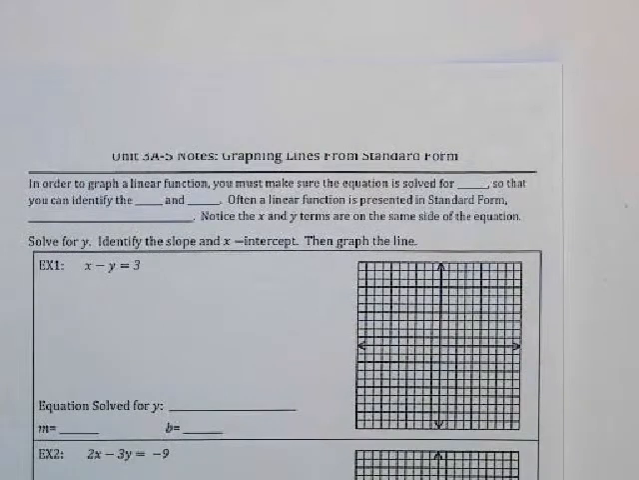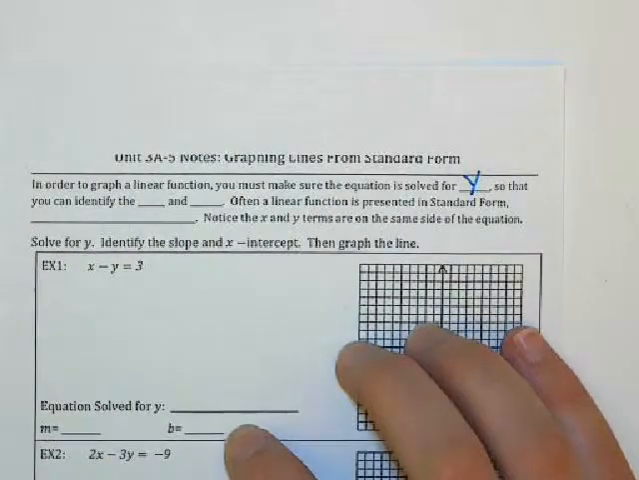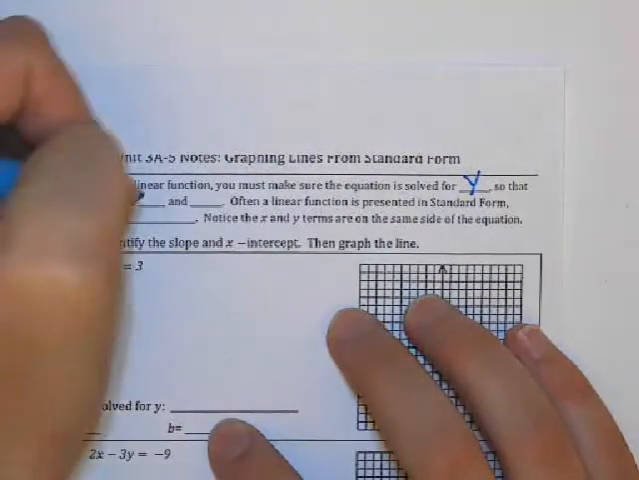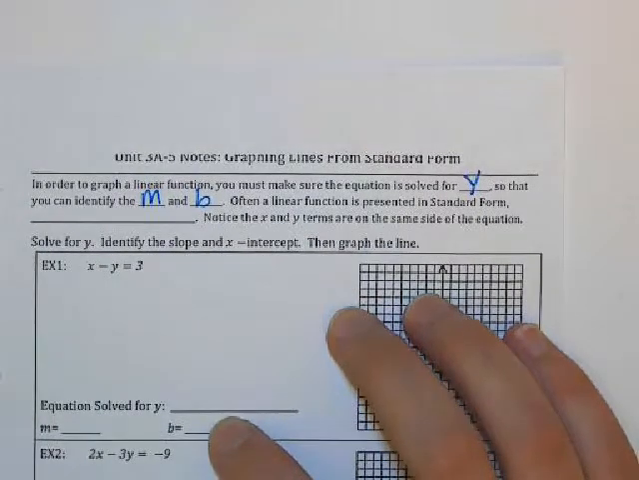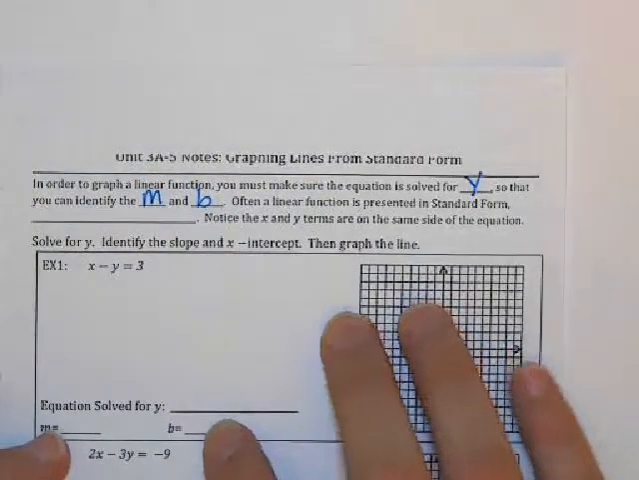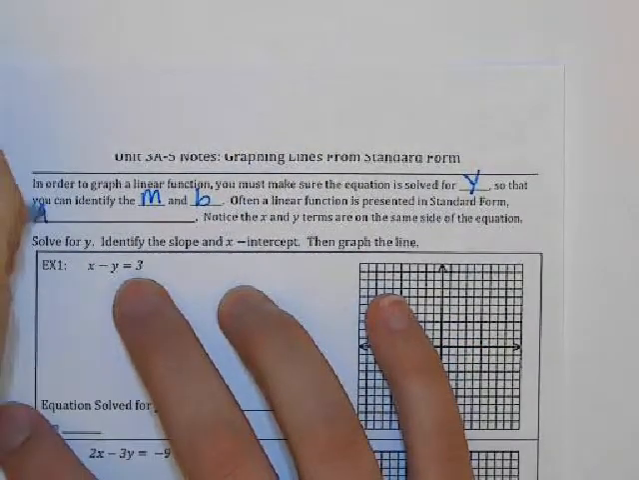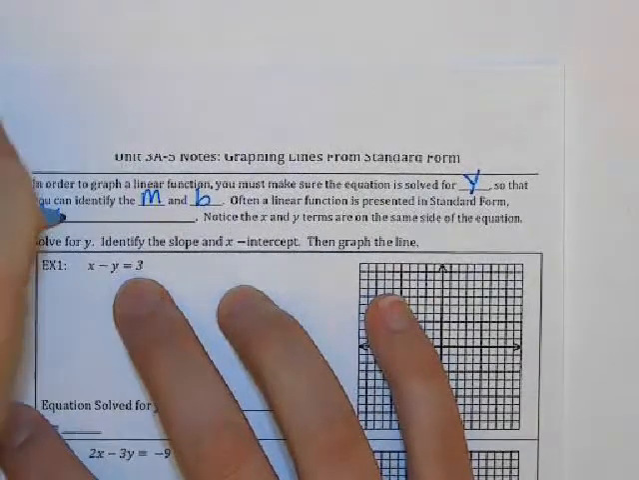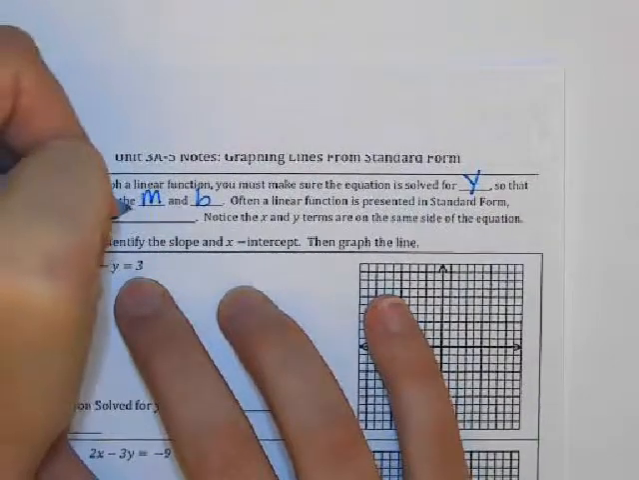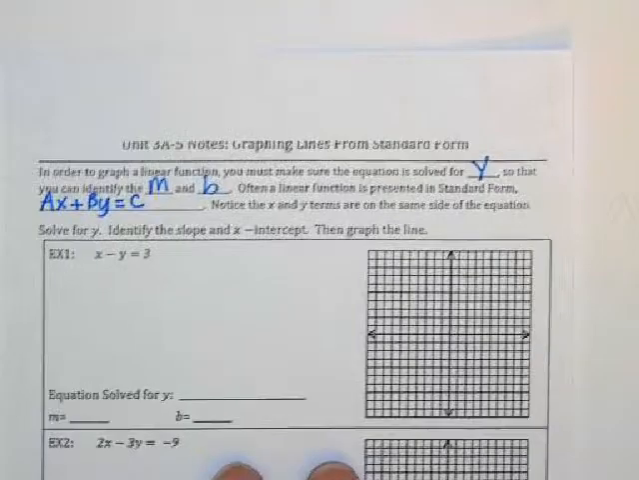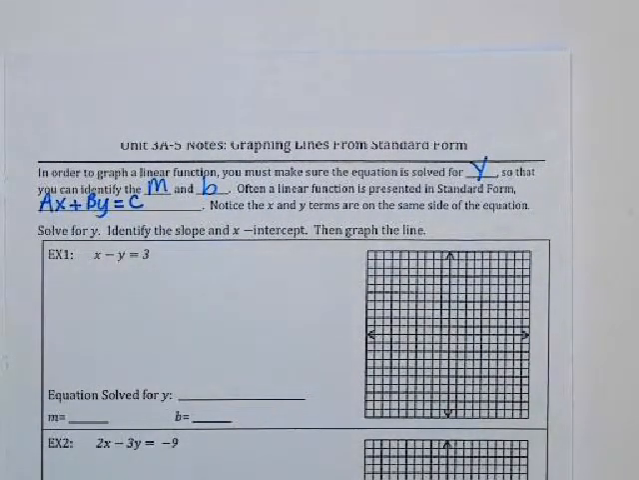It says, in order to graph a linear function, you must make sure the equation is solved for y, so that you can identify the m and b, your slope and y-intercept. M is slope, b is y-intercept. Often a linear function is presented in standard form, which is capital AX plus capital BY equals capital C. Notice that the x and y terms are on the same side of the equation.